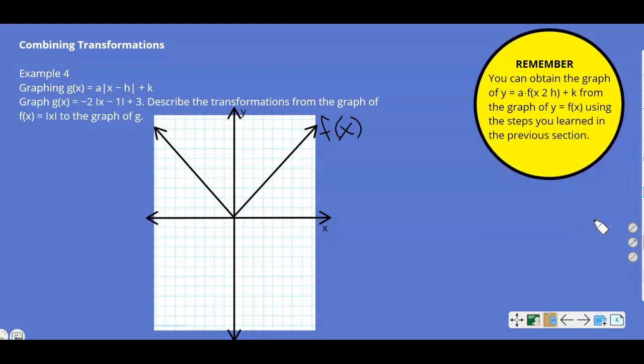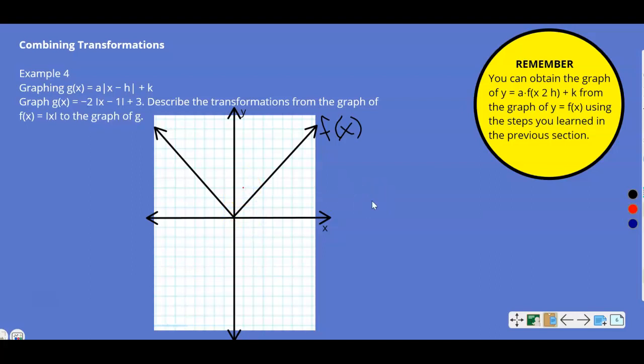All right, so if we want to graph g of x, we can do that by using the vertex. So the first thing we need to do is say that h, k is our vertex. So it's got negative h here, so -1. So h would be 1, and k would be 3. So 1, 3 is our vertex, over 1, up 1, 2, 3. All right, so that's our vertex.